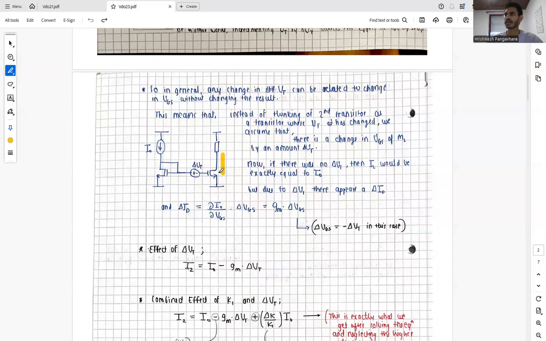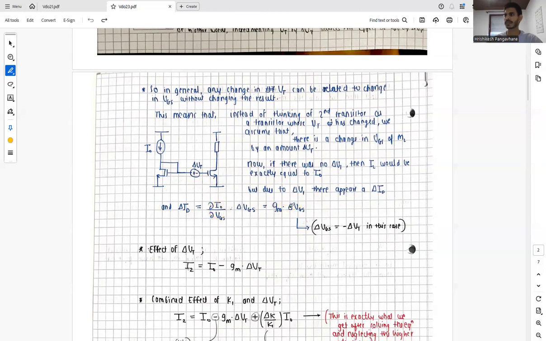So the current through the drain. For this gate voltage, we have I naught and we are expecting the same I naught over here. But due to the change in delta VT, we have some incremental current with I naught, which we can denote as delta ID. And we know delta ID equals dou I naught divided by dou VGS times delta VGS. And this is our delta VGS. So this is basically our Gm value.